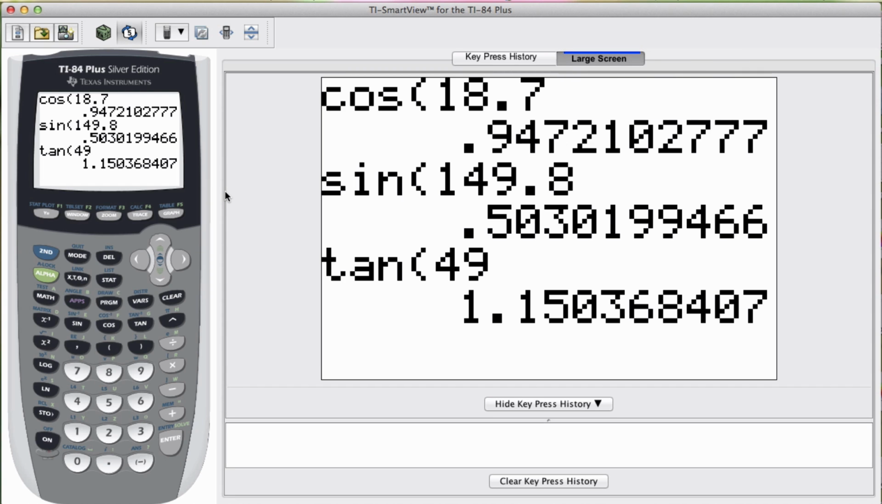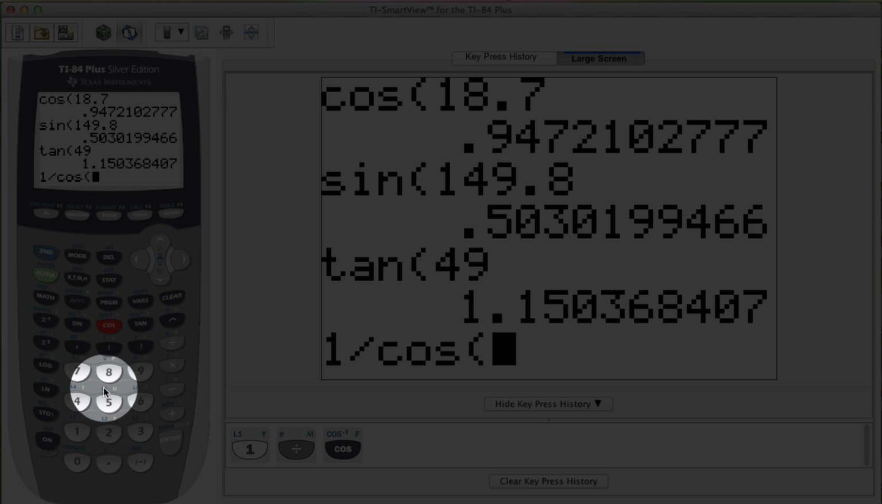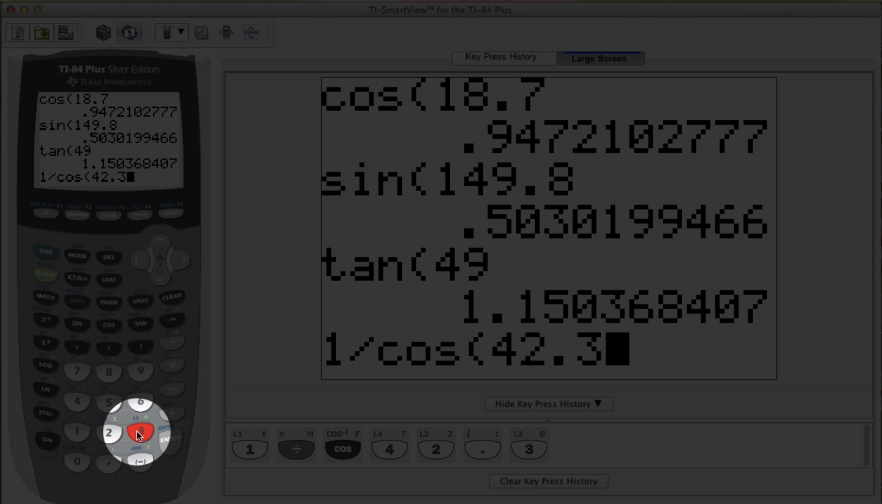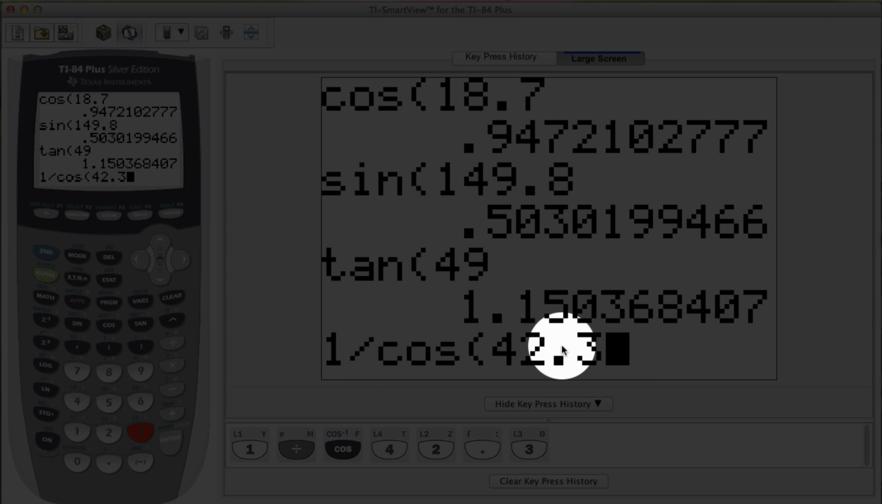Number 7, we're still trying to find a ratio, but all of a sudden I have a problem. In fact, I notice I don't have a secant button on my calculator. So what I need to rely on is the fact that secant is equal to 1 divided by cosine. So I'm going to type 1 divided by cosine of 42.3. And what this is doing is taking the reciprocal of this ratio.